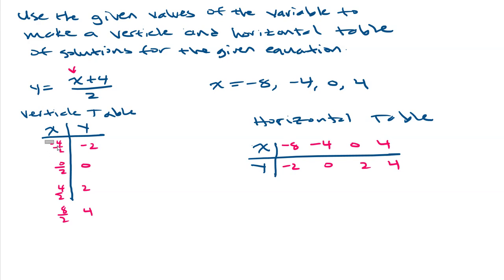Okay. So in reality, we should actually have written it this way. So let me rewrite this here. So -8, -4, 0, 4. And then we got -2, 0, 2, and 4.